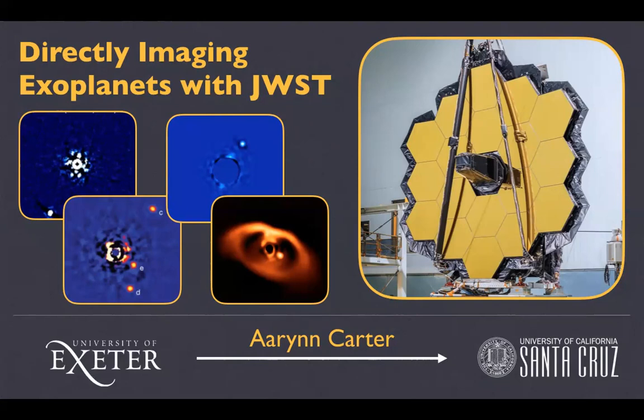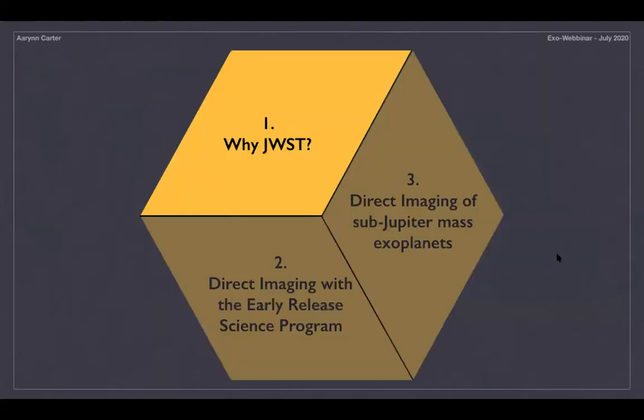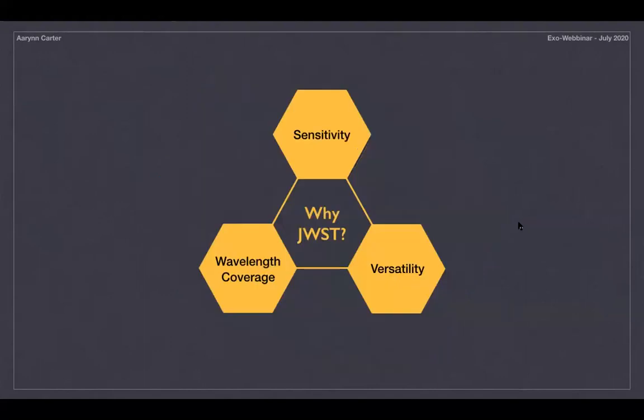So today I wanted to branch out maybe a little bit and talk about direct imaging of exoplanets with JWST. To do so, the first thing I want to do is prompt the question of why JWST? Why should we perform direct imaging observations at all over what we have from the ground? Whether it's direct imaging or anything with James Webb, I always like to think about it in terms of three key qualities: sensitivity, wavelength coverage, and versatility.